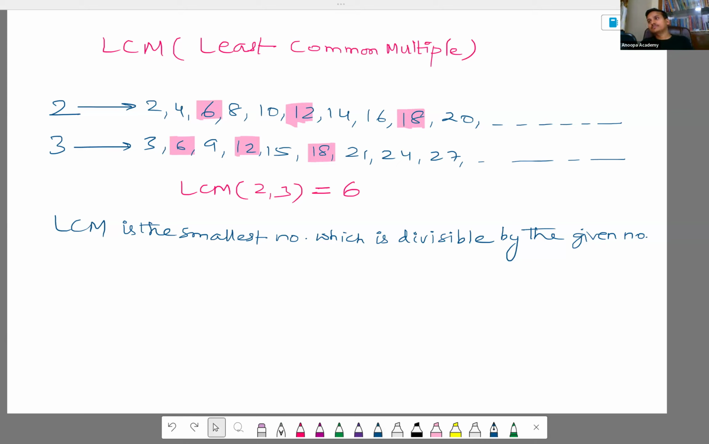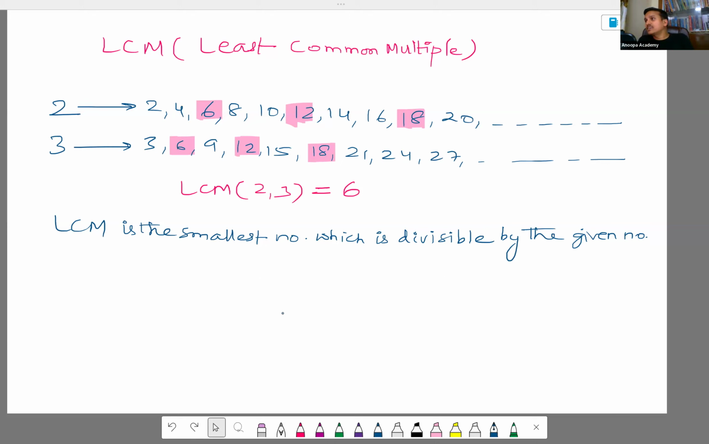Sir, we can also take factors of 2 and 3 and multiply them. We can, but I have not yet come to that method. We have a prime factorization method to find the LCM and the HCF, which is there in our syllabus. This is only for conceptual understanding.